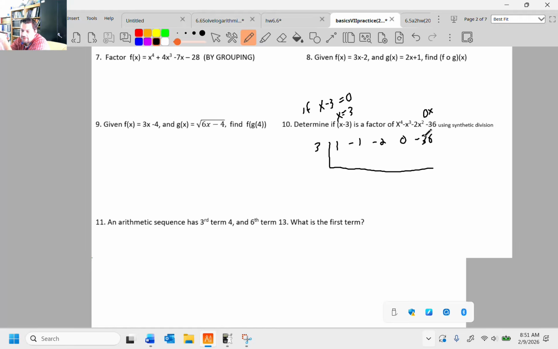Don't be the kid who can't figure out synthetic division. I've seen that kid every year I've taught, and they fail. That's just what it is. They fail. They complain that it's too hard. It's not too hard. It's you.